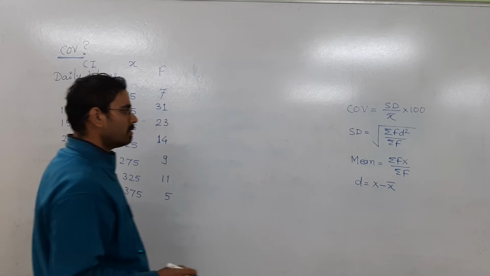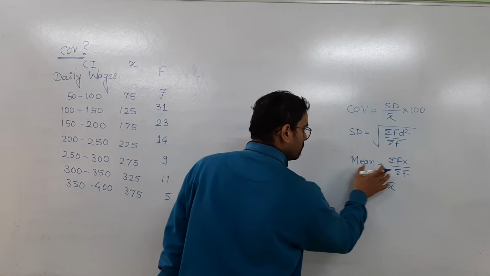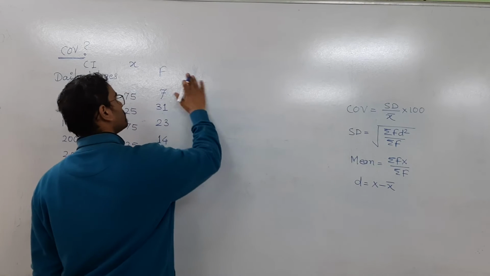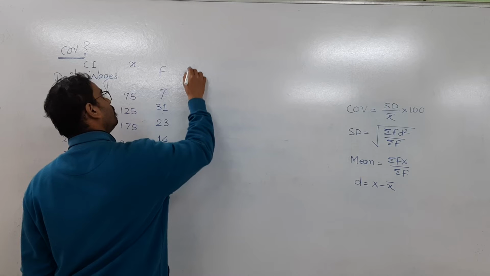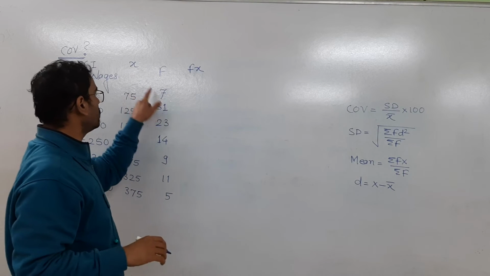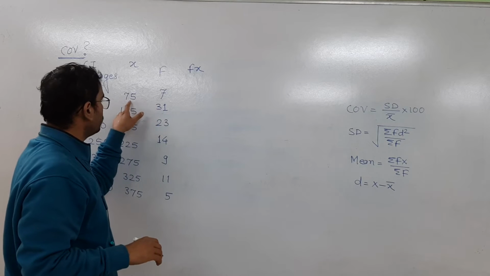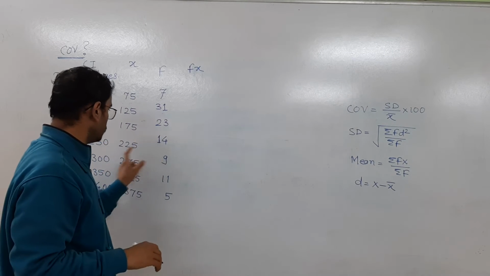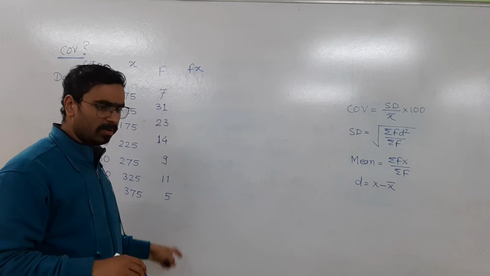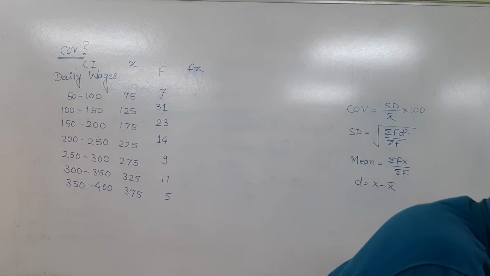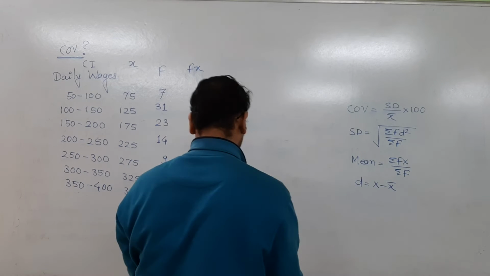For finding the mean, we need summation fx. So put f and x together. Putting together means we have to multiply these columns. So 75 into 7. You have to multiply all these and write it here. I am directly shifting. I have to calculate also.